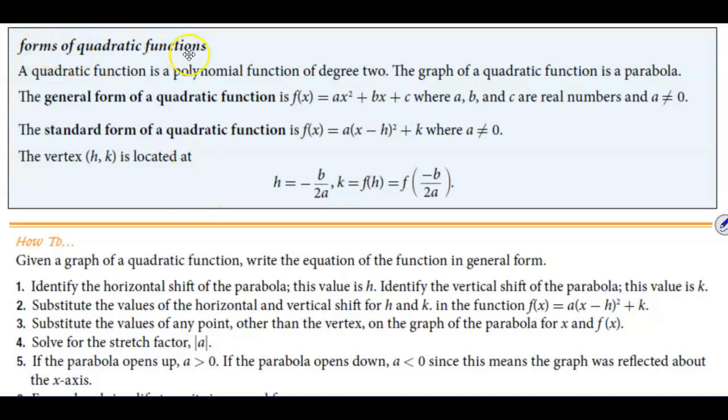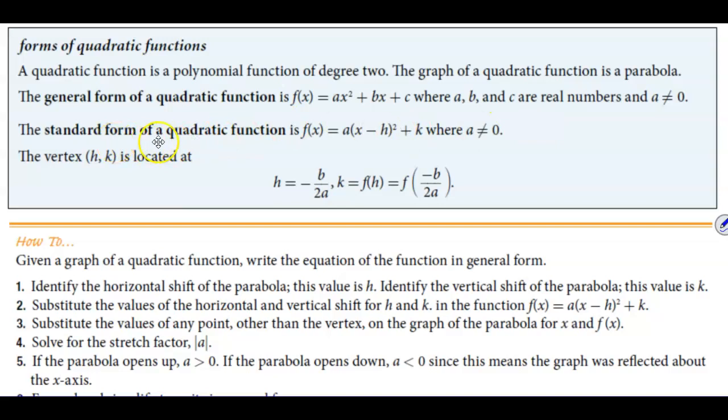Okay, so forms of quadratic functions. A quadratic function is a polynomial function of degree 2. The graph of the quadratic function is a parabola. The general form of a quadratic function is f(x) = ax² + bx + c, where a, b, and c are real numbers, and a does not equal 0.